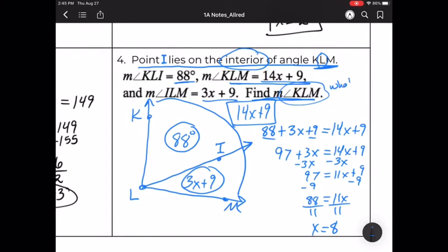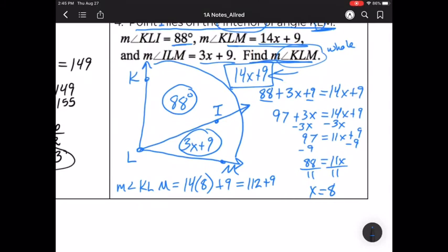But we want the measure of angle KLM. KLM is the whole amount. So I'm going to plug back in here. So the measure of angle KLM is 14 times the value of 8 for x, which gives me 112 plus 9, because 14 times 8 is 112. And when I add 9 to that, that gives me 121 degrees. And so the answer I get is 121 degrees.